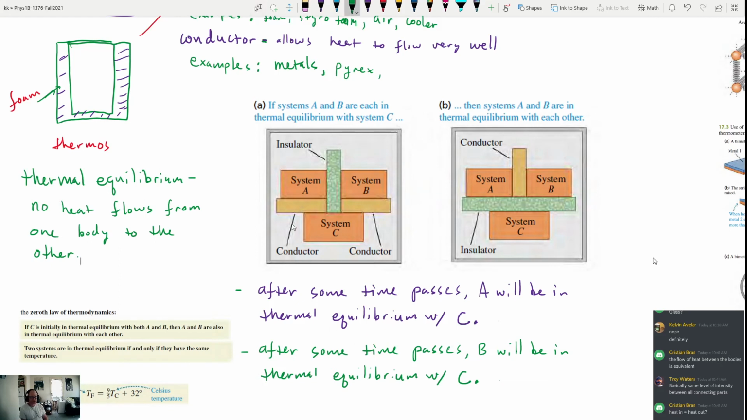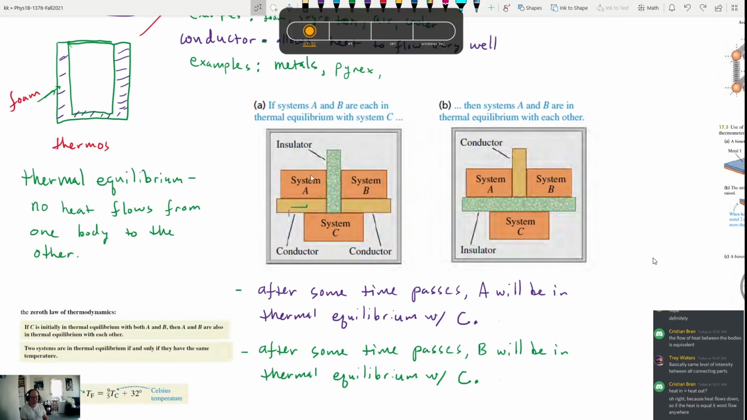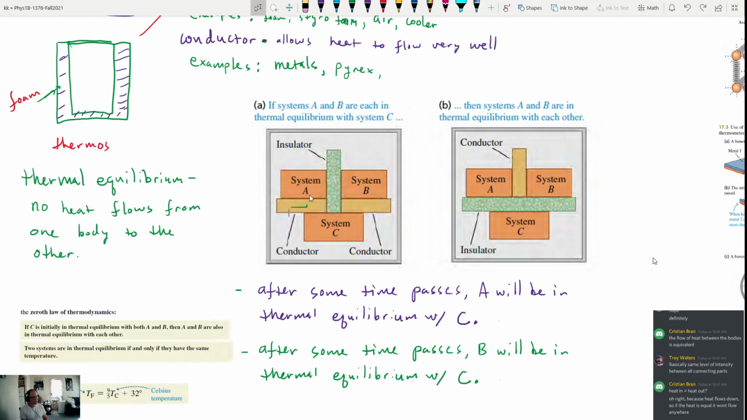So would you all agree that if I place a conductor right here between touching system A and system B, and I tell you that a conductor means that it allows heat to flow very well, whereas an insulator means it doesn't allow heat to flow very well, would you agree that in this particular case system C and system A would eventually come into equilibrium with each other? That's right, Christian. When you say heat flows down, you mean from hot to cold, right?